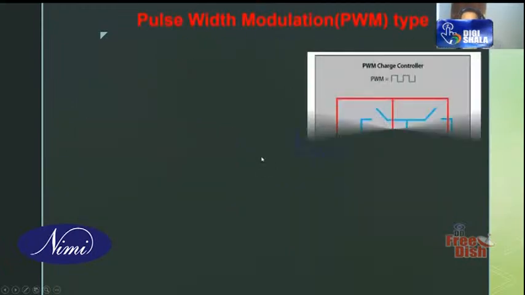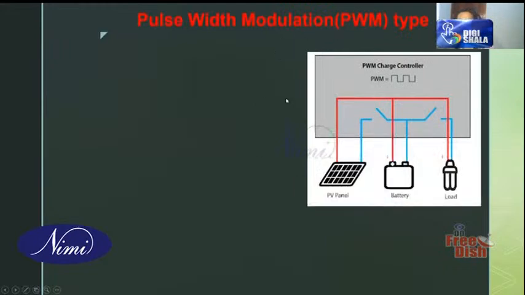So let us discuss first the pulse width modulation type battery charge controller. Here there is a symbol diagram given. This is a PV panel, battery and load. There are two switches. Actually speaking, PWM is just like a switch.